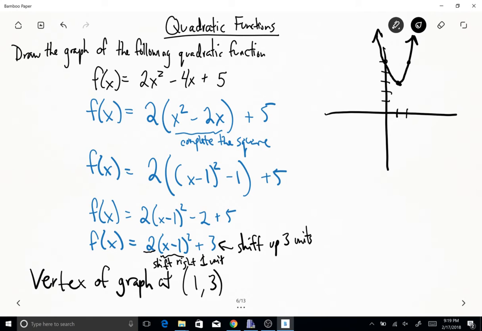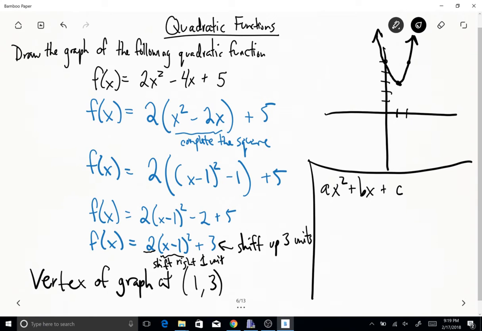Exactly, so the vertex is negative b over 2a, and f of negative b over 2a. I can give you a general example of what happens if you did ax squared plus bx plus c. What Kate mentioned off on the side in terms of how to find that vertex is exactly right. You can rewrite this as a times the quantity x plus b over 2a, squared, plus c minus b squared over 4a.